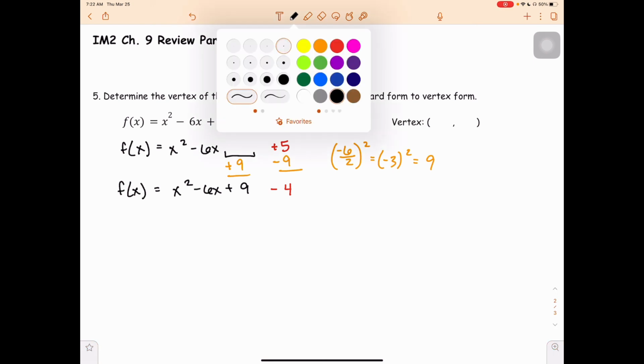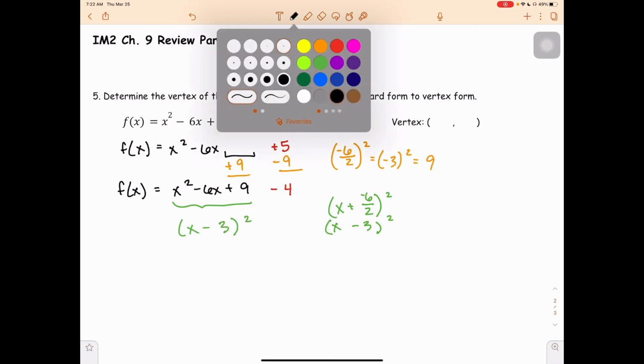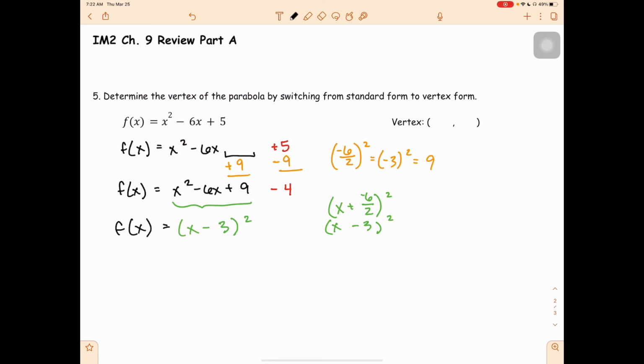So now we have to rewrite this in complete square form, which is going to be x plus negative 6 over 2 quantity squared. So the negative 6 is our b. Okay, that's where I got that. So this is going to be x minus 3 squared. Negative 6 over 2 is negative 3. And that was us completing the square. So now we have this vertex form of the parabola. We're all done. Okay, so now we have x minus 3 squared minus 4.